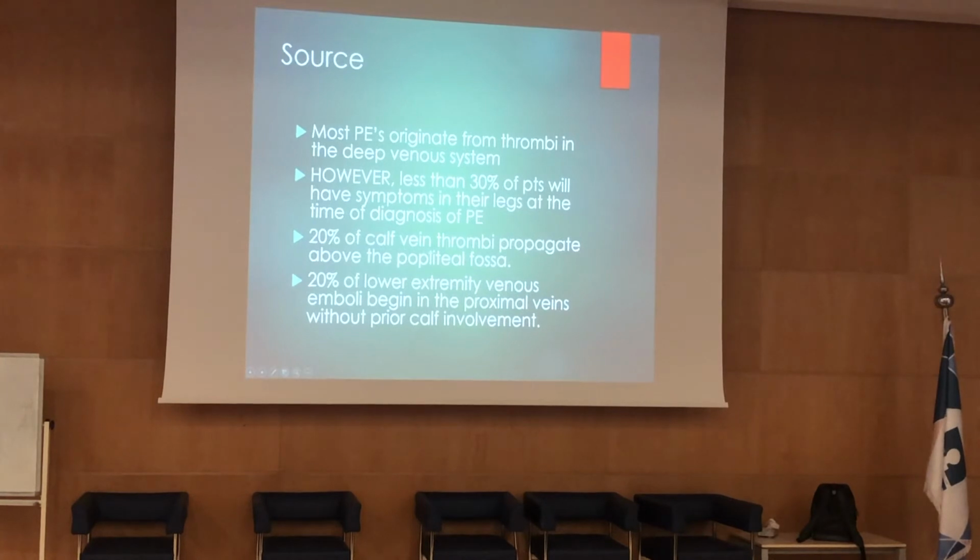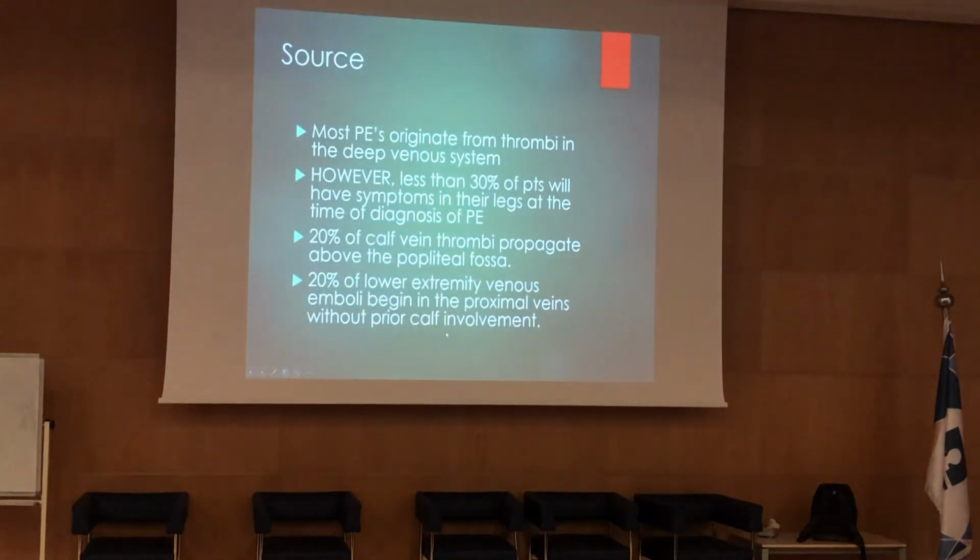20% of calf vein thrombosis propagates above the popliteal fossa. This is only a small percentage. And 20% of lower extremity venous emboli begin in the proximal veins without prior calf involvement. So this means most deep vein thrombosis originates from the proximal veins in the thigh, above the knee.